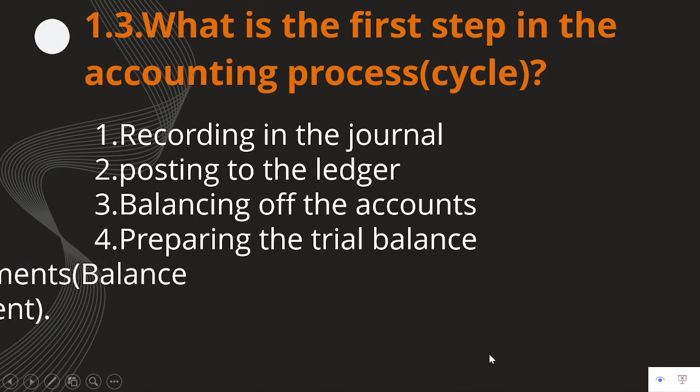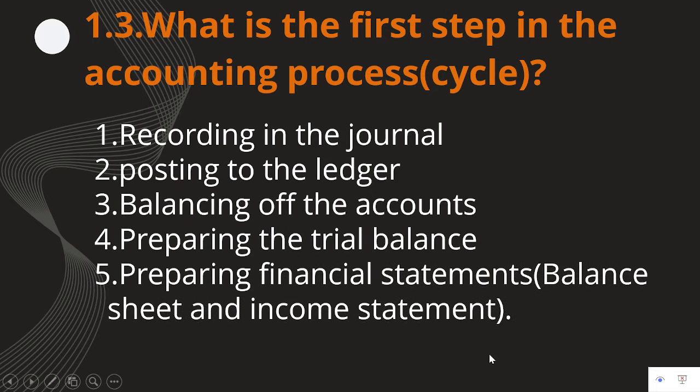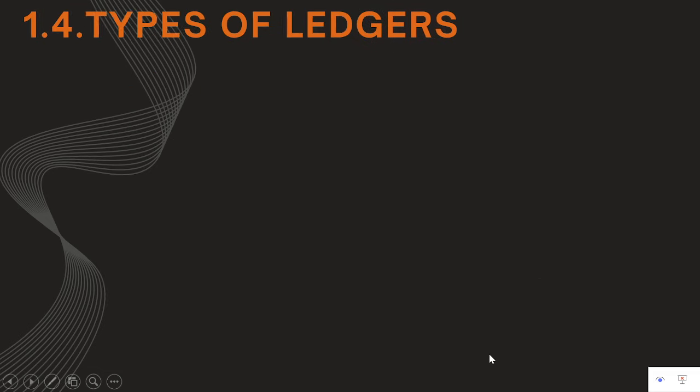The first step in the summarized accounting process is recording in the journal. Posting to the ledger is the second step in the accounting cycle. Third is balancing of the accounts, preparing the trial balance, and finally preparing financial statements, including the balance sheet, income statement, statement of changes in equity, statement of comprehensive income, the cash flow statement, and many other statements depending on the type of transactions.